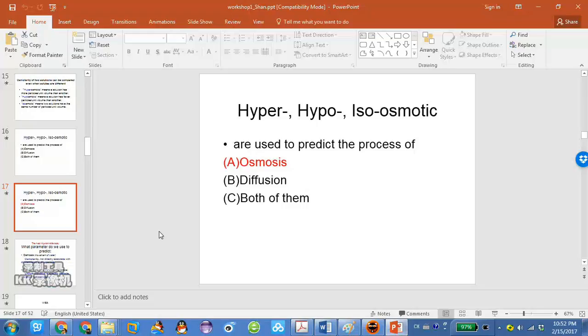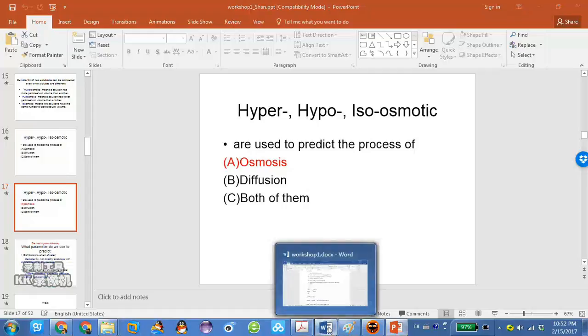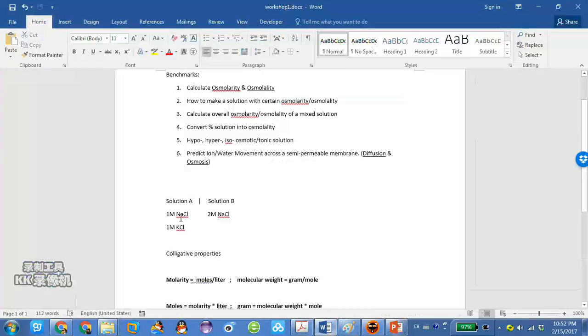But diffusion is very different. Diffusion is not related to the overall concentration or overall osmotic pressure of a specific solution. Instead, it's only related to the concentration of the specific particle that you are looking at. If you're confused at this point, please go back to our original very simple model, very simple scenario, and think about this model.